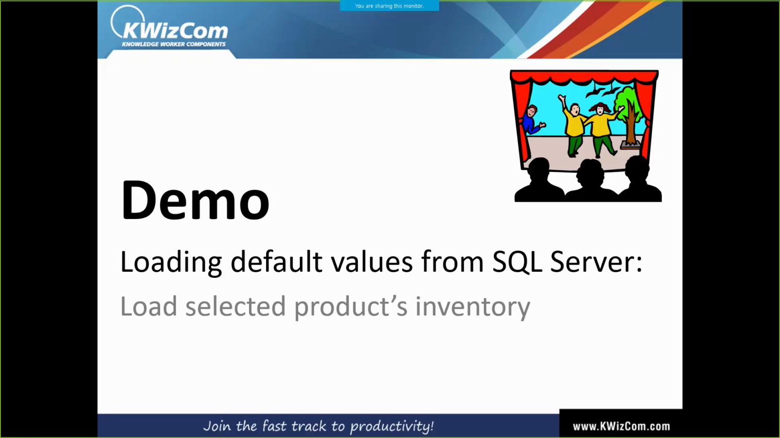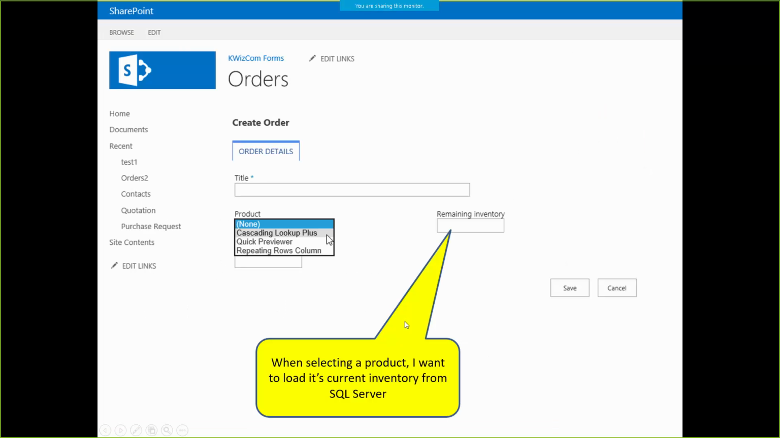My first demo is how to use external values for field default values. In this example, I'm going to use an external value that connects to SQL Server.